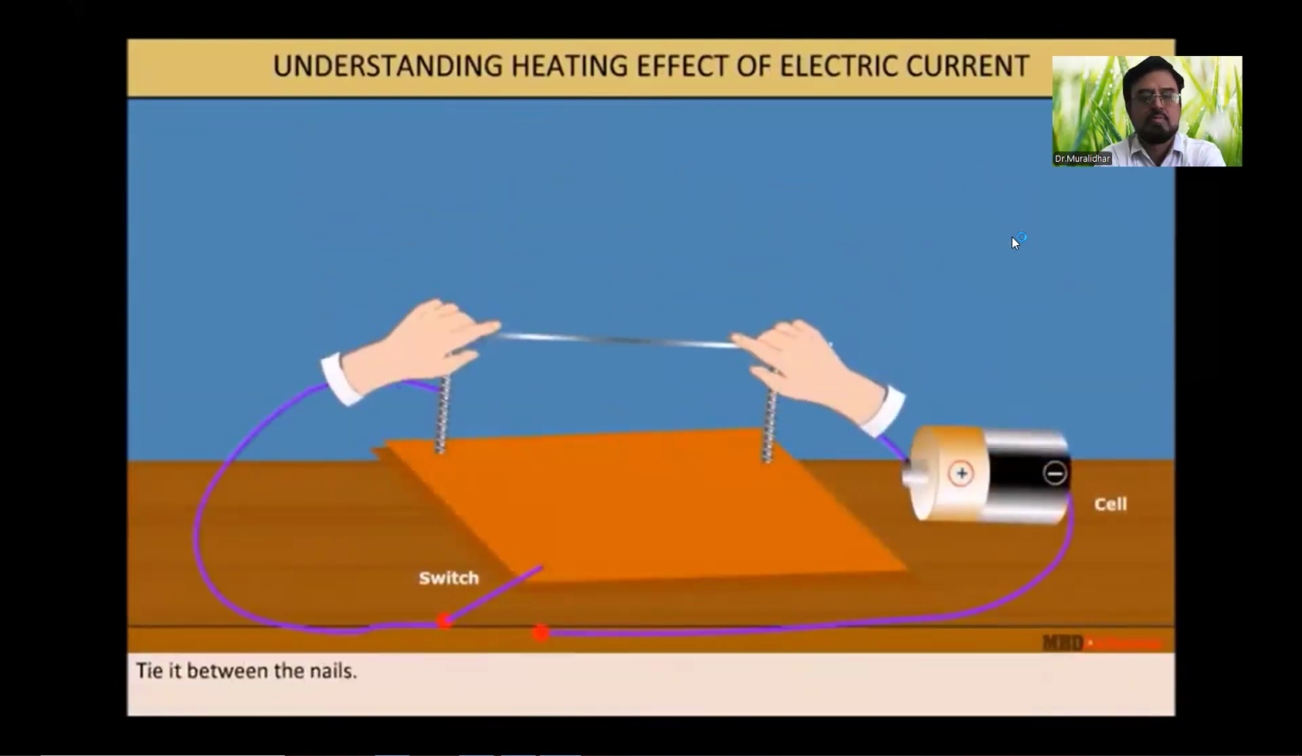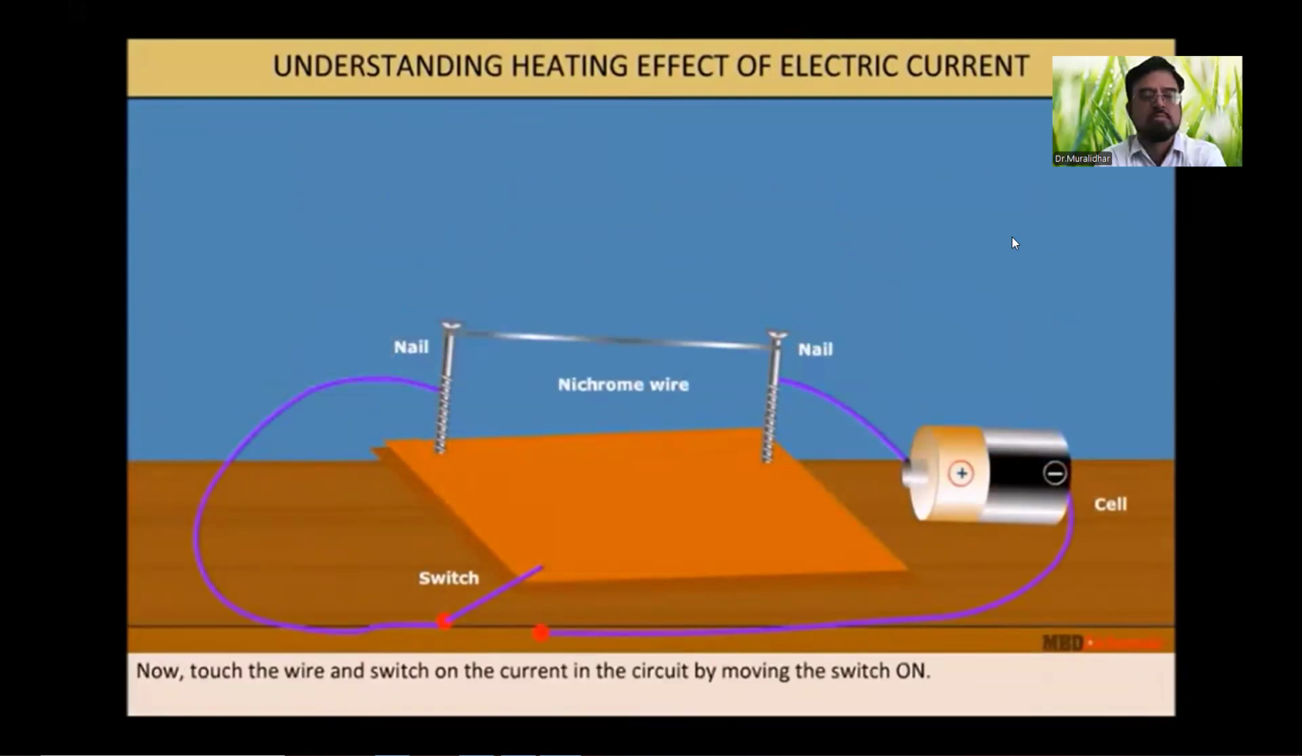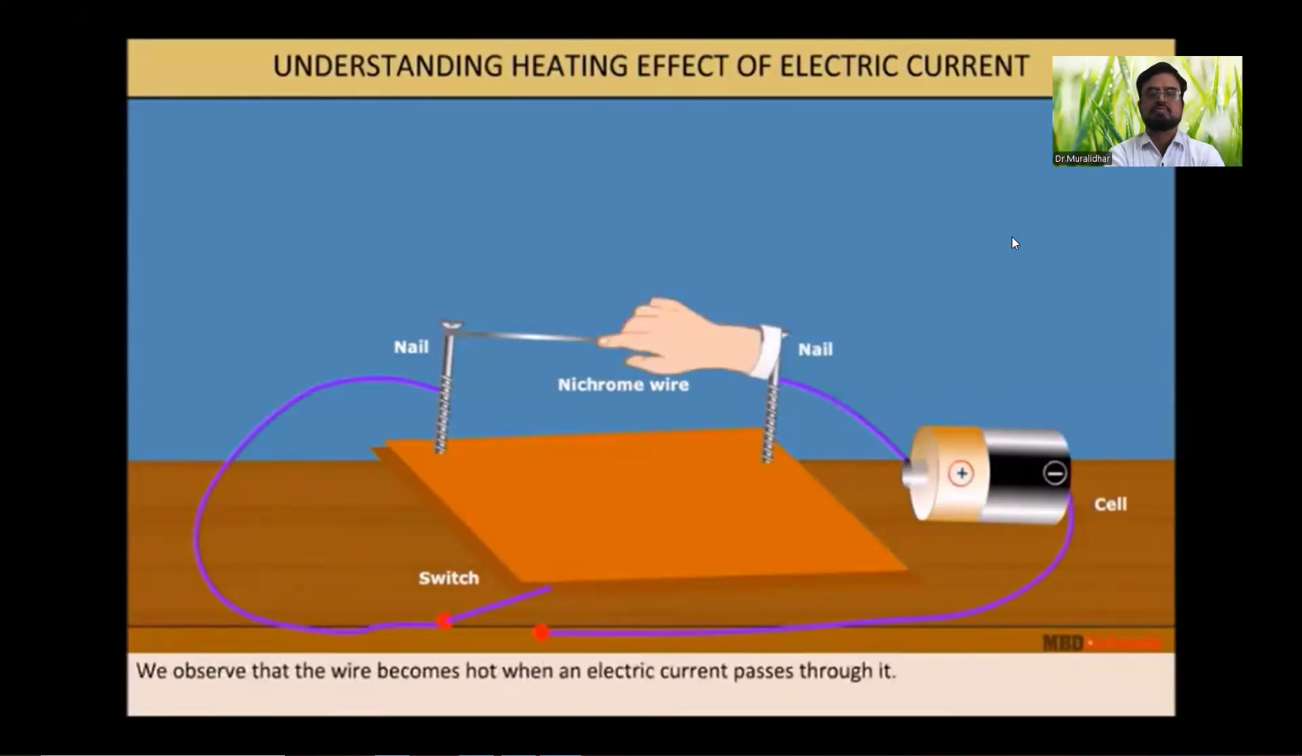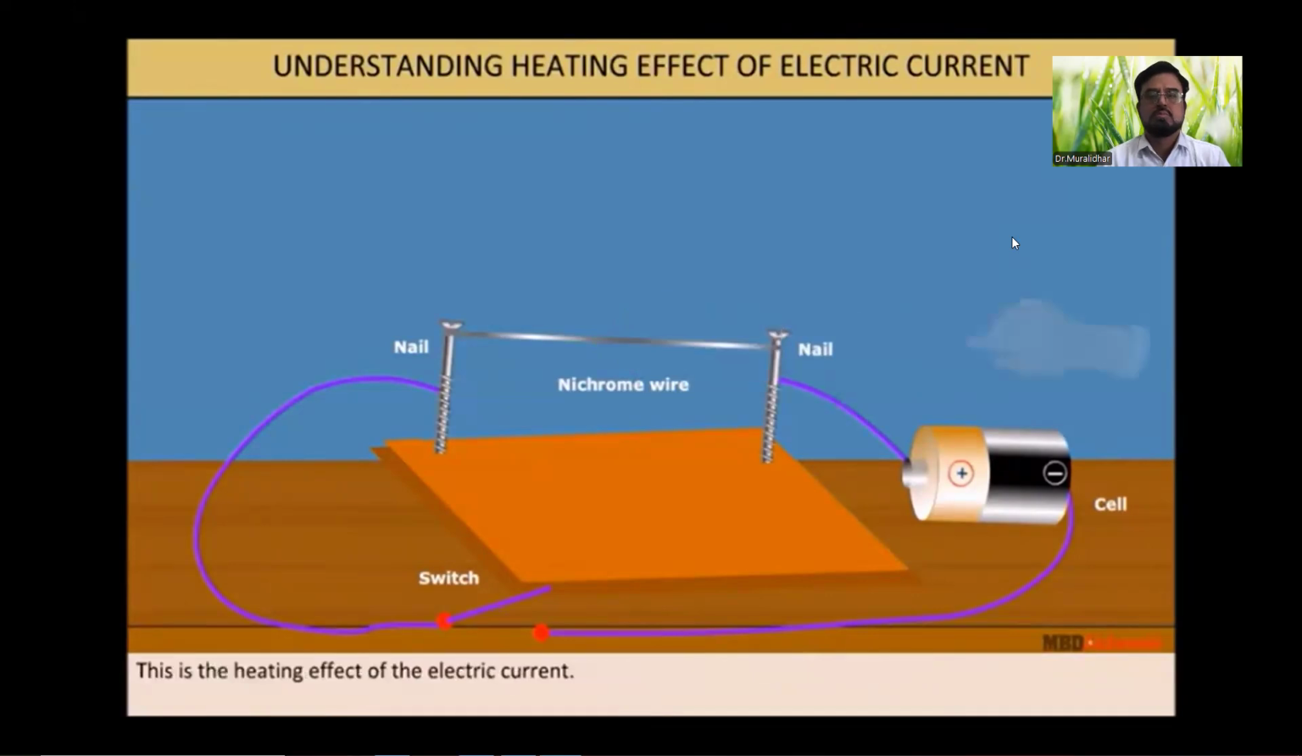Take a 10 centimeter long piece of nichrome wire. Tie it between the nails. Now touch the wire and switch on the current in the circuit by moving the switch to the on position. Touch the wire again. Do not hold the wire for a long time, and switch off the current. Touch the wire again. After a few minutes, we will observe that the wire becomes hot when an electric current passes through it. This is the heating effect of the electric current.